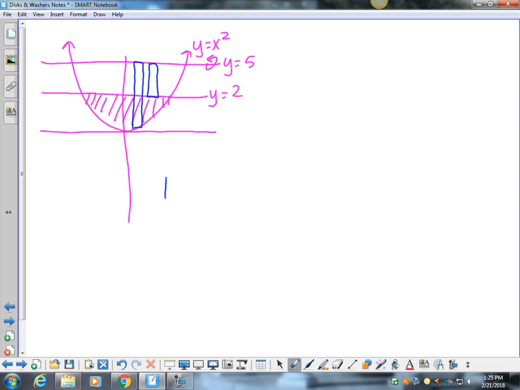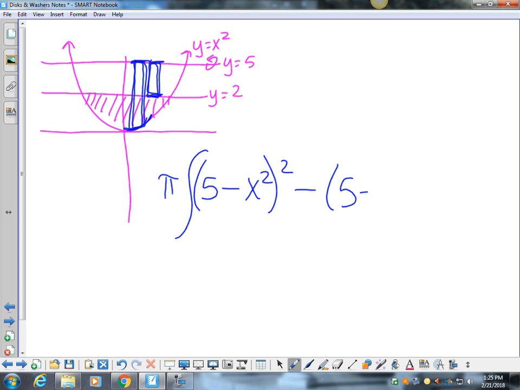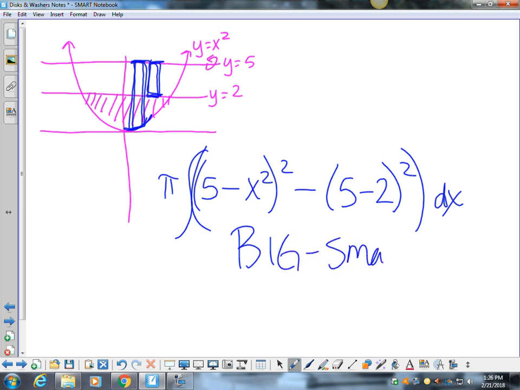Okay, so when I do this, it's going to be pi. Then for this big guy, it's going to be this one minus this one. 5 minus the x squared, minus the little one, top minus bottom, or right minus left, depending on which way you're going. So 5 minus 2 squared, and it's a vertical slice, so dx. Remember that your radius is a distance, and the distance is always big minus small. So that would be top minus bottom or right minus left.